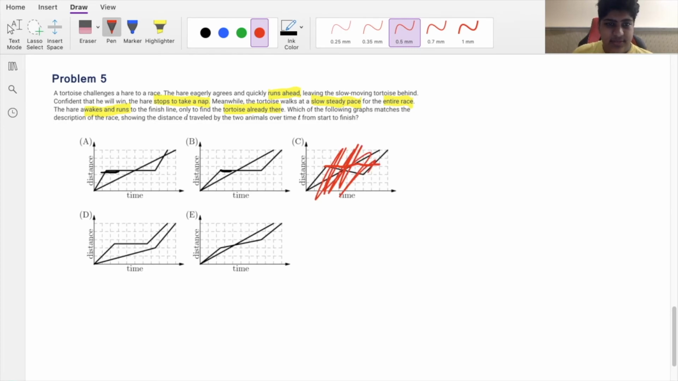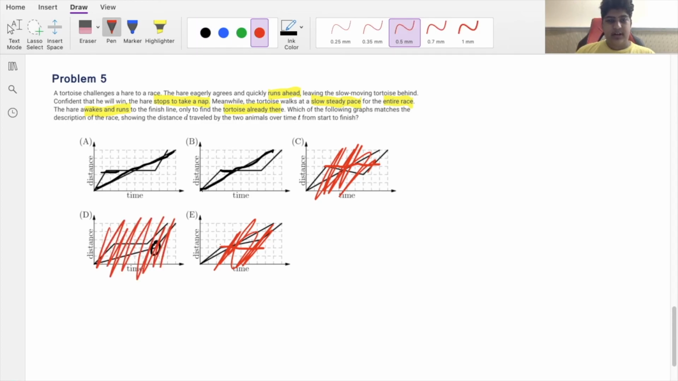Choice D, for the same reason as A and B, looks fine. Choice E, however, the hare moves ahead in his nap, which is obviously not what happened. So E is out. Next, we see that meanwhile, the tortoise walks at a slow, steady pace for the entire race. So in both A and B, there's a slower, steady line. And this line is the tortoise. And as you can see, its velocity never changes, which makes sense because it walks at a steady pace. However, in D, there's one point where the velocity of the tortoise changes, and that is not what we want. So again, D is out now.